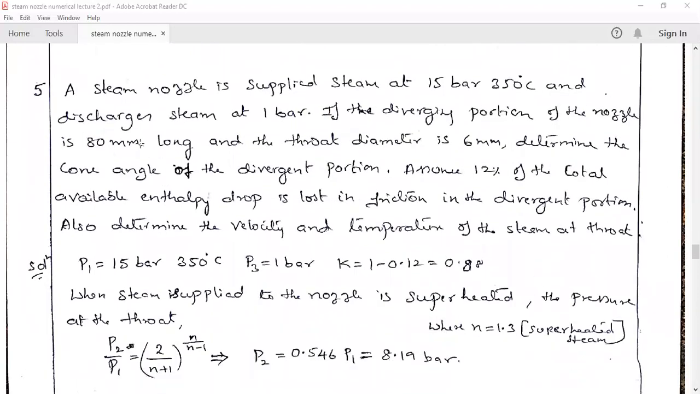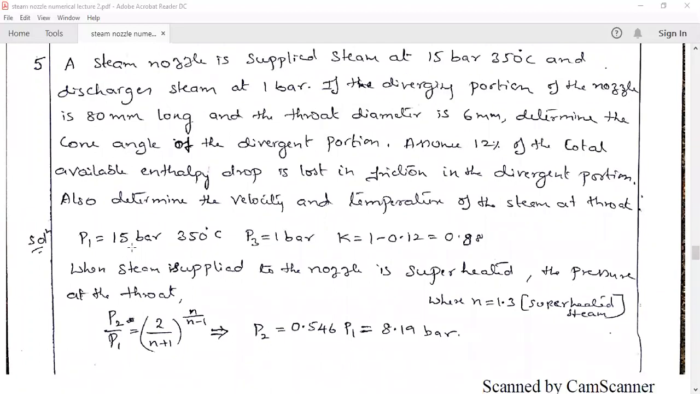The next problem. The steam nozzle is supplied steam at 15 bar and 350 degrees centigrade. So the inlet steam condition is 15 bar and 350 degrees centigrade, and it discharges steam at 1 bar. So at the exit of the divergent portion, P3 will be equal to 1 bar. The divergent portion of the nozzle is 80 mm long, so they have given the length of the divergent portion of the steam nozzle as 80 mm, and the throat diameter they have given as 6 mm.